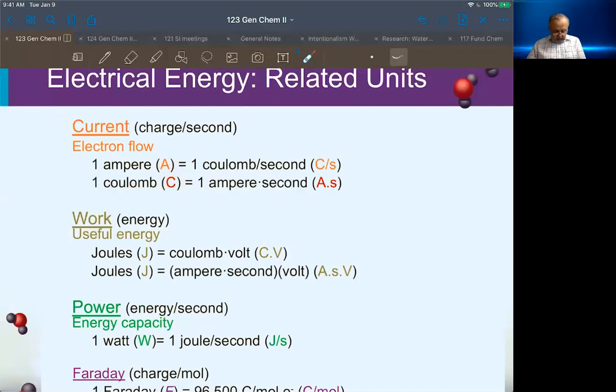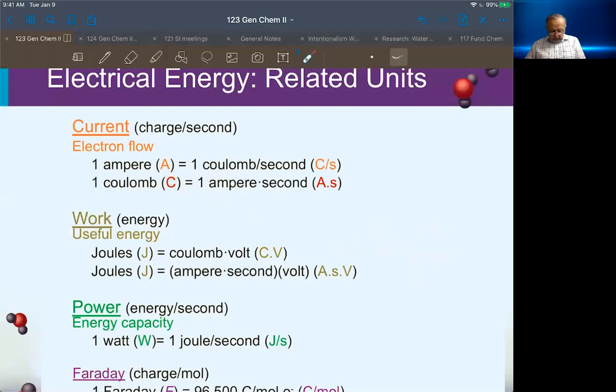The second is work. That means the useful energy. And that is calculated in units of energy, which is joules. So the joules can be calculated by taking the charge in coulombs and multiplying it by the voltage. So the charge times the voltage will give us the joules. And 1 joule is equal to 1 coulomb per 1 volt. Again, if you put an equal sign between these two expressions, you're going to get that expression that I just wrote.